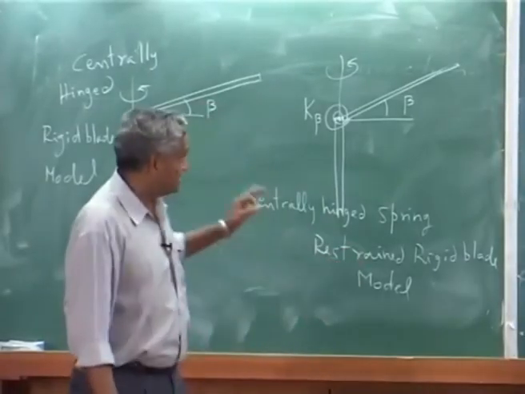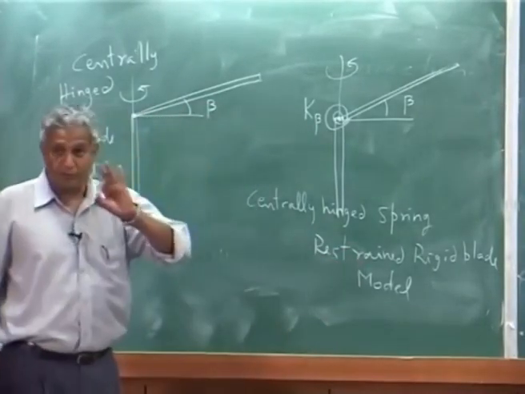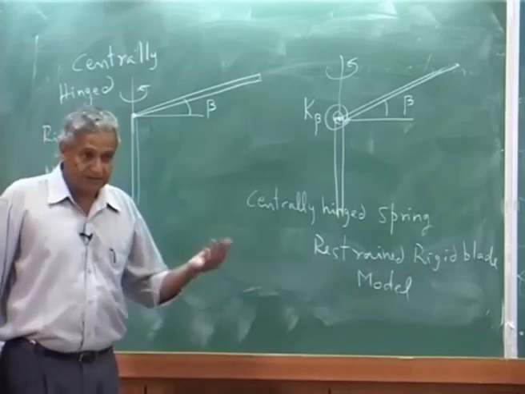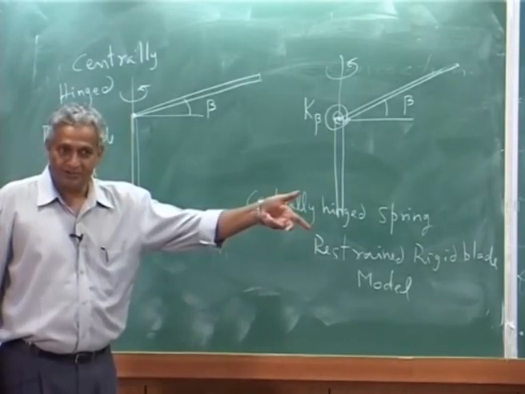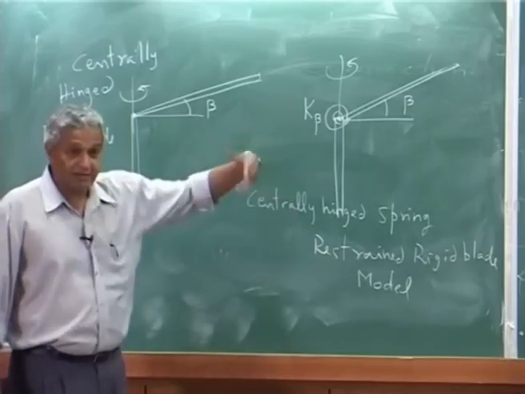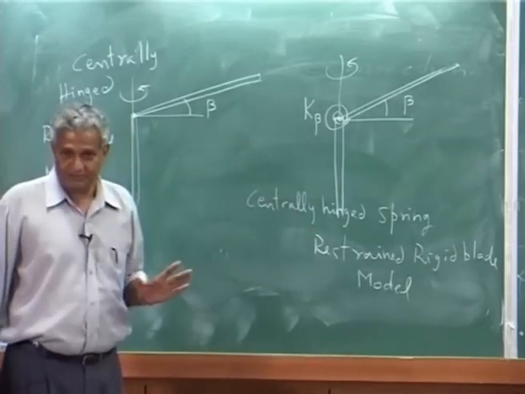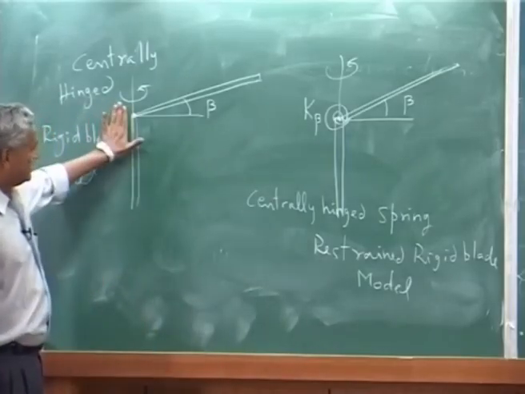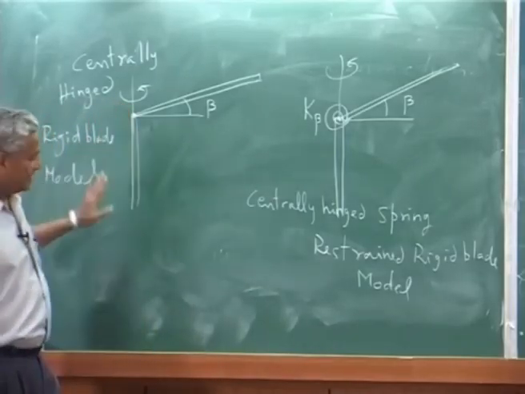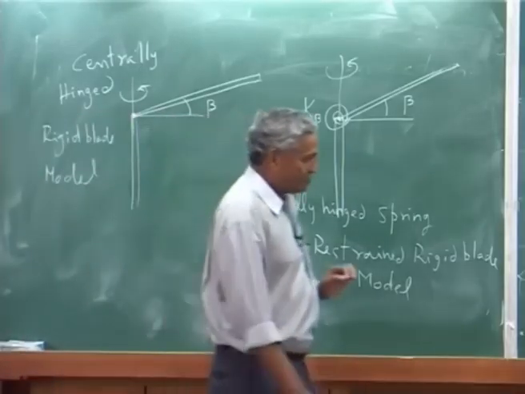Because please understand, we are talking only about the flap motion. Similarly, you can have lead lag motion and then torsional motion. And then all of them can be coupled. But we will restrict ourselves to first this type of model. Write down the equation of motion.